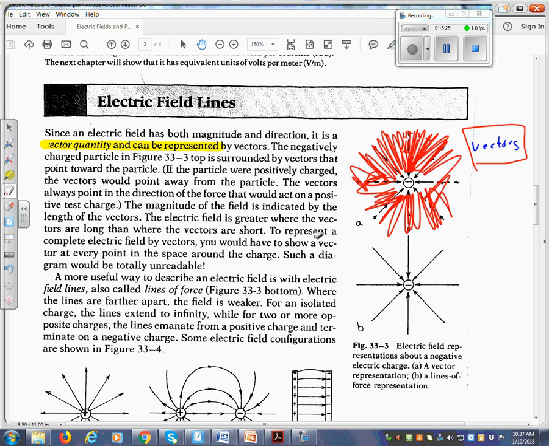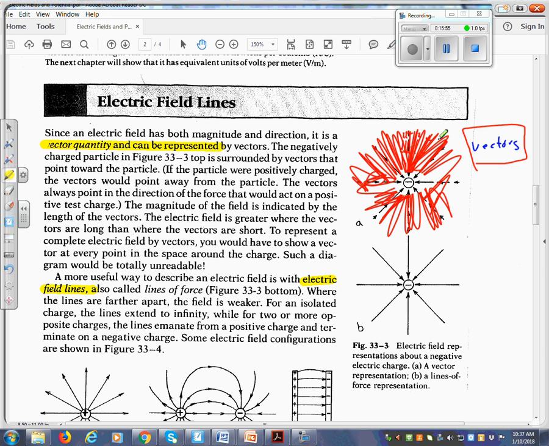To represent a complete electric field by vectors, you would have to show a vector at every point in the space around the charge, like I tried to draw here. Such a diagram would be totally unreadable. It would be nothing but one mass of ink, regardless of what color it would be. Useless. A more useful way to describe an electric field is with electric field lines. Now, unfortunately, they look exactly the same as vectors. They're arrows, but I need you to understand that these are different.